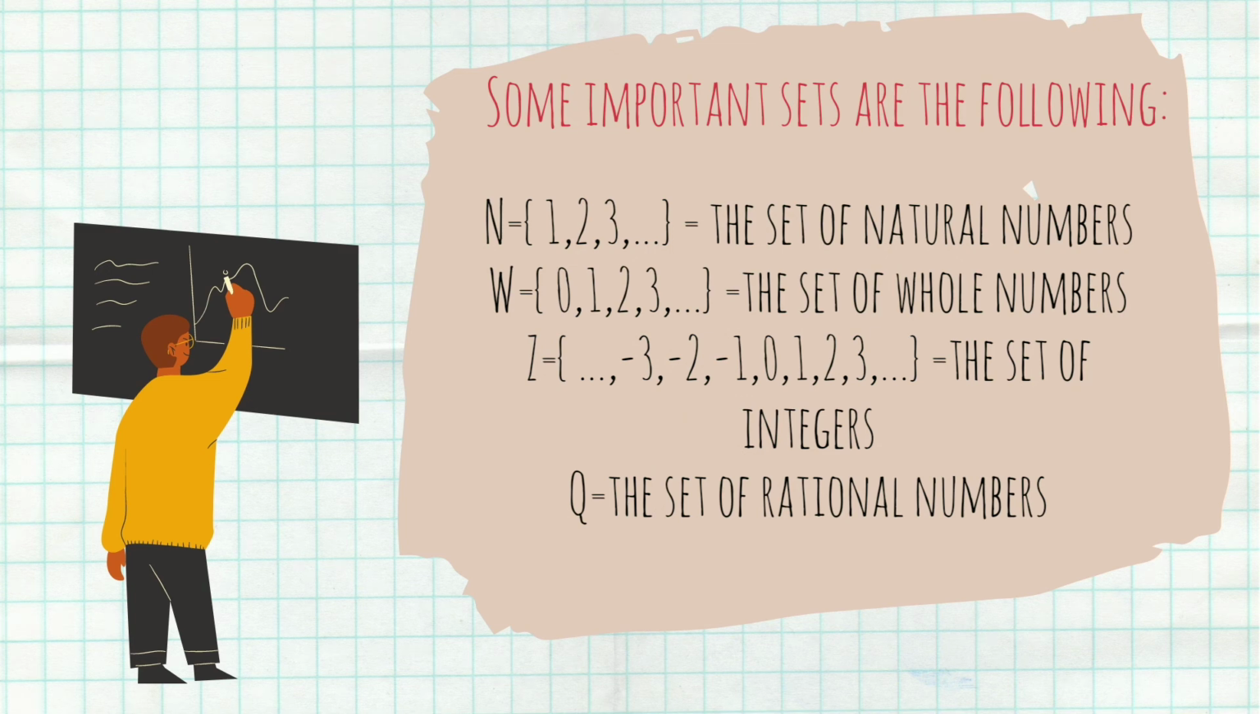When we see the N symbol, that is the set of natural numbers, or we can also call it counting numbers, and it always starts with 1. And W is the set of whole numbers, and it always starts with 0. And Z is the set of integers, so there we have positive and negative numbers including 0.